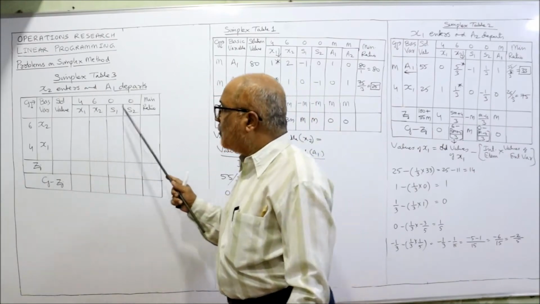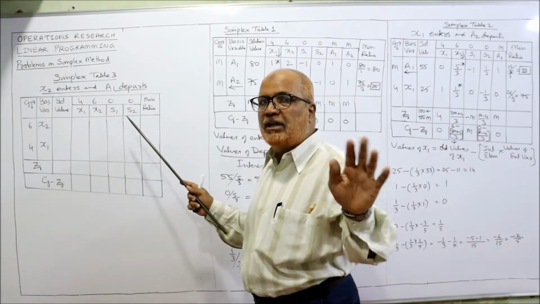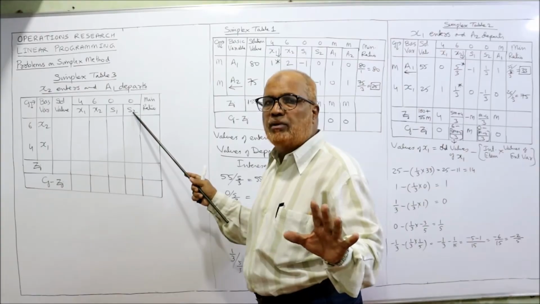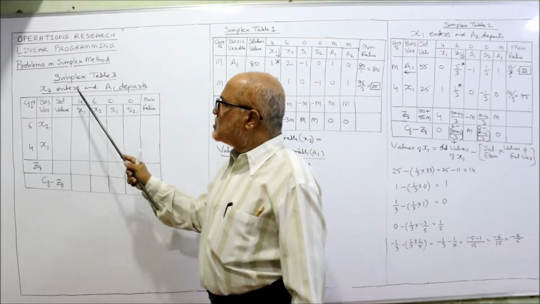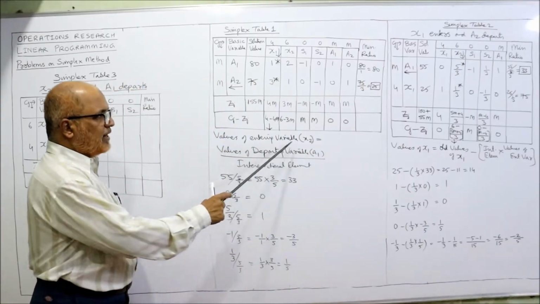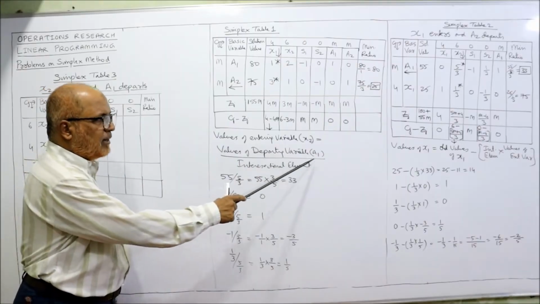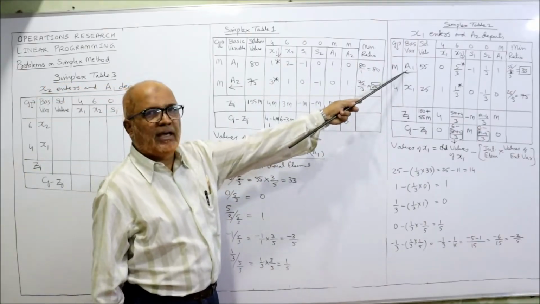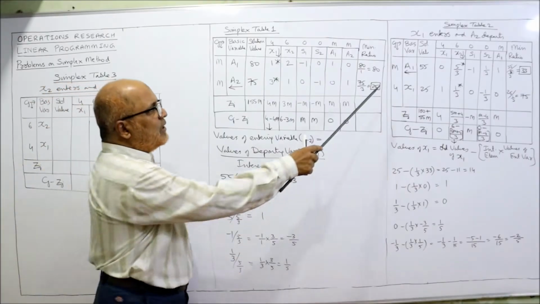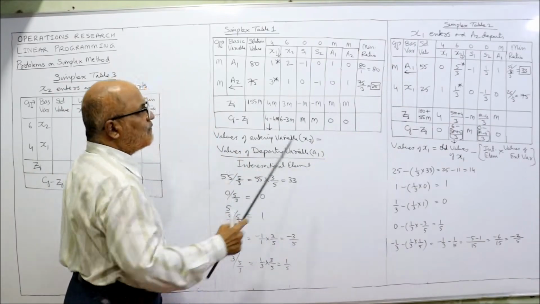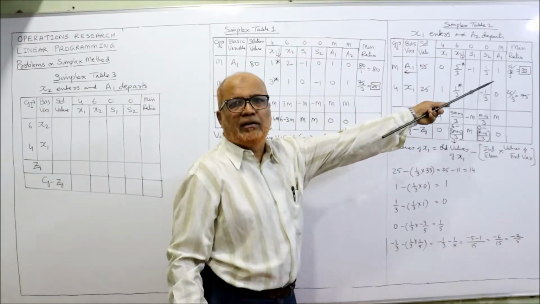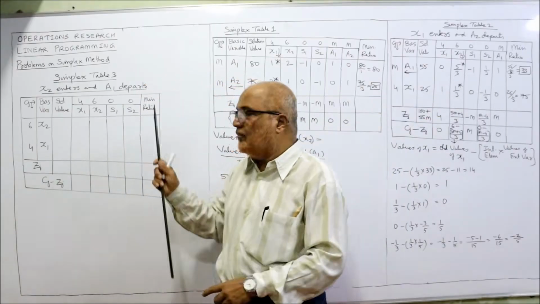I have not opened the column of A1 and A2 because A1 and A2 have departed. Now we need only X1, X2, S1, S2. No artificial variable will exist. Now, first X2 enters. So we need the value of entering variable X2. The values of entering variable X2 are equal to values of departing variable divided by intersectional element. Which variable is departing? A1. I am not taking the value of A1 because A1 is departed. No column for A1.